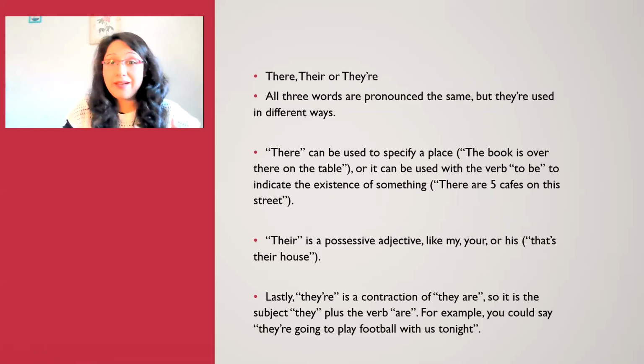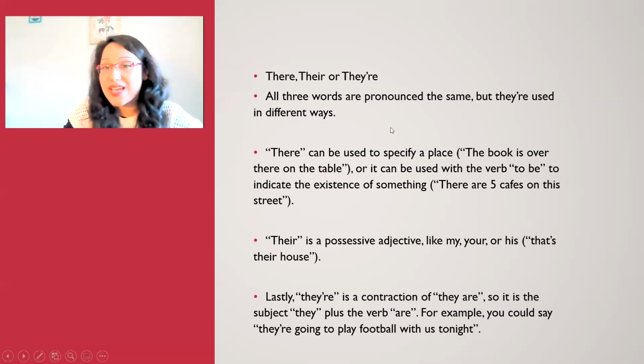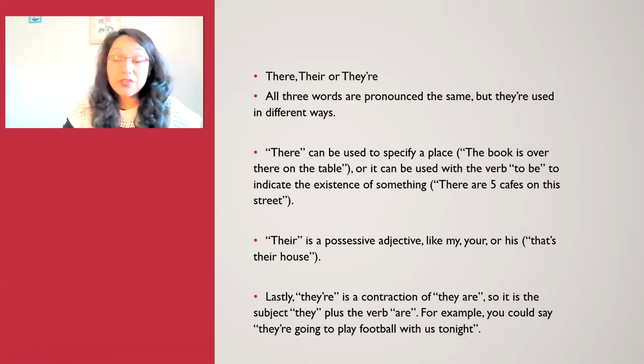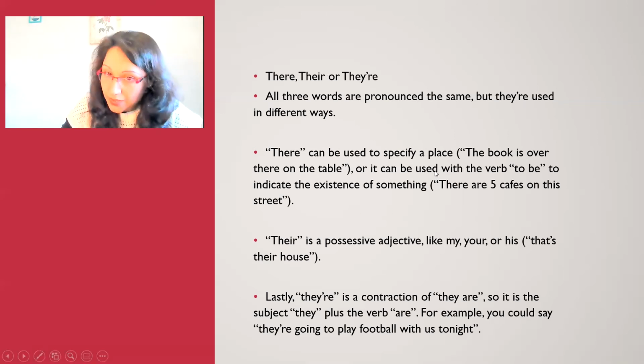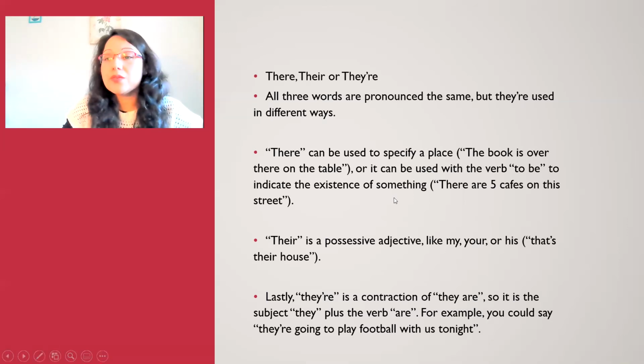Then we have there, and there. Like it says, all three words are pronounced the same way, but they are used in different ways. So there can be used to specify a place. The book is over there on the table, okay? Or it can be used with the verb to be to indicate the existence of something. So there are 5 cafes on this street.